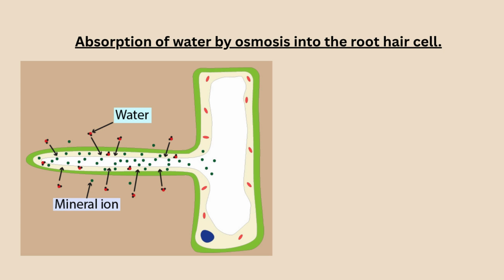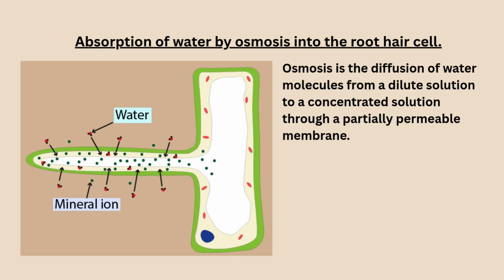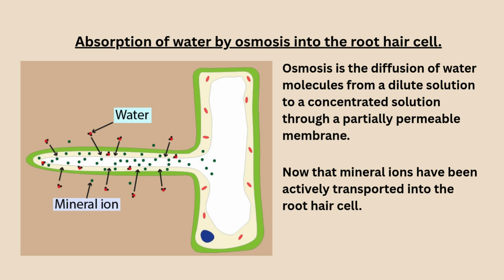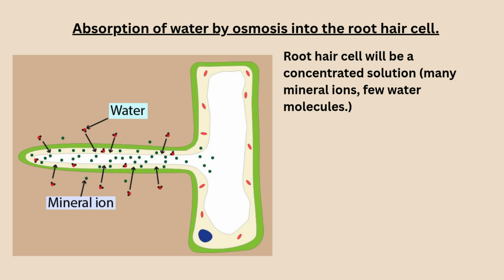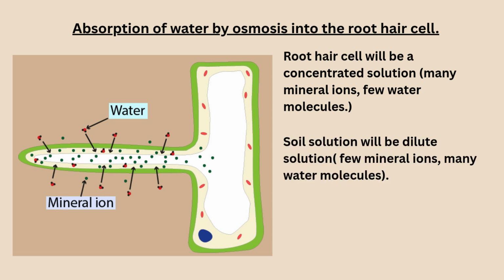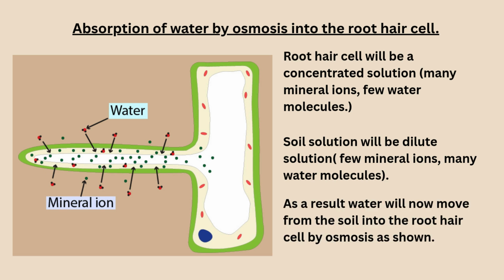Absorption of water by osmosis into the root hair cell. Osmosis is the diffusion of water molecules from a dilute solution to a concentrated solution through a partially permeable membrane. Now that mineral ions have been actively transported into the root hair cell, the root hair cell will be a concentrated solution, so many mineral ions and few water molecules. The soil solution will be a dilute solution, few mineral ions and many water molecules. As a result, the water will now move from the soil into the root hair cell by osmosis, as shown.